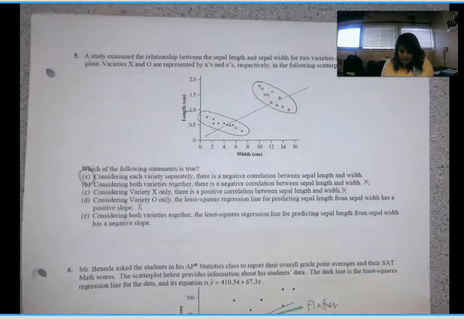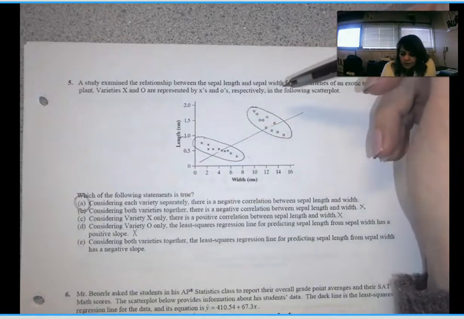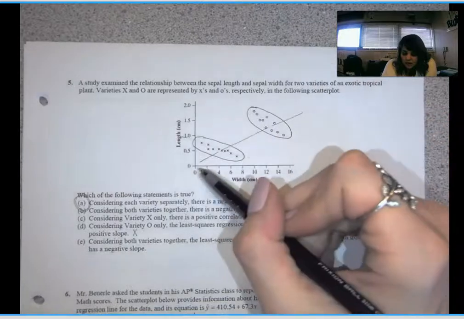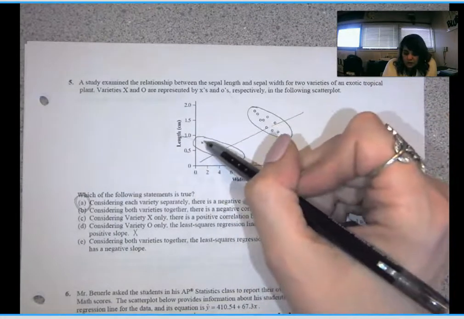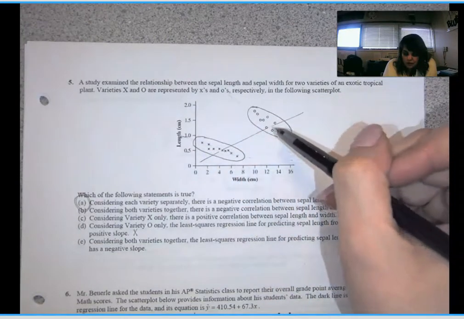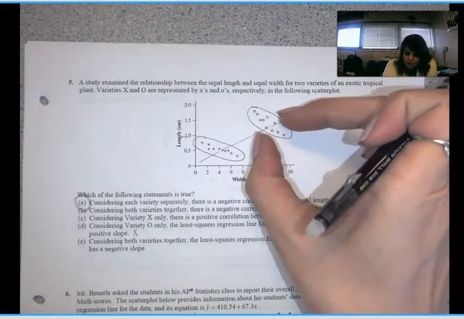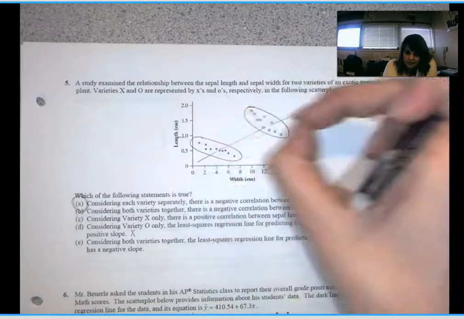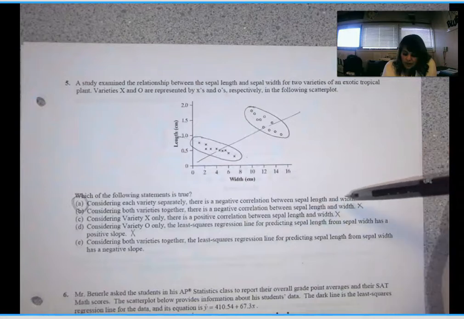5 is A as in alpha. So I identified the relationships that I saw. Overall, if you look at the graph as one piece, you have a positive association. But if you break this down into the 2 different shapes, these have negative associations. So considering each variety separately, that means what I have here, I have circled the O's and I have circled the X's. There is a negative correlation between X and Y.